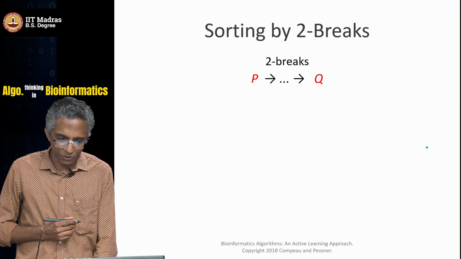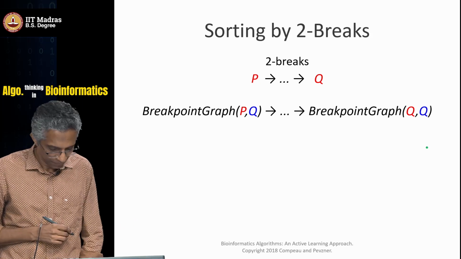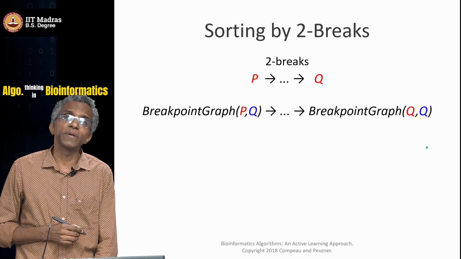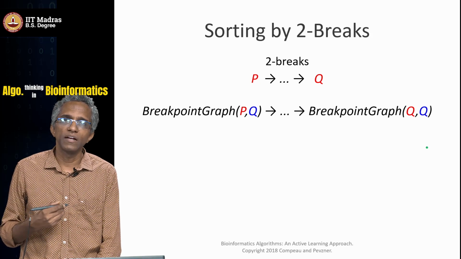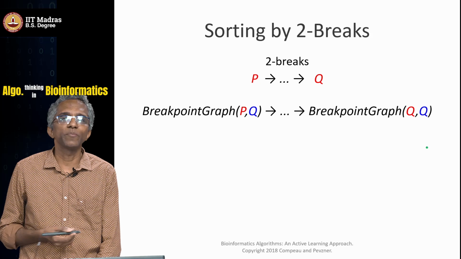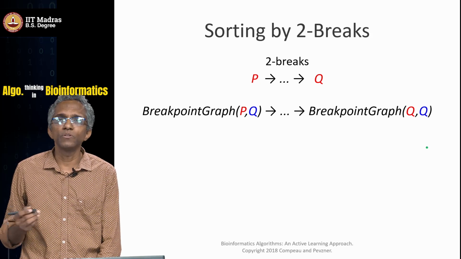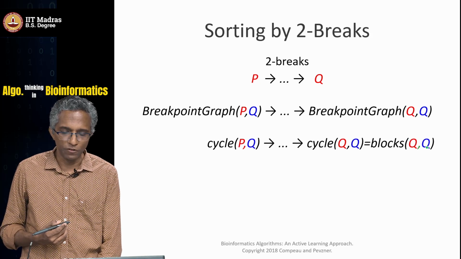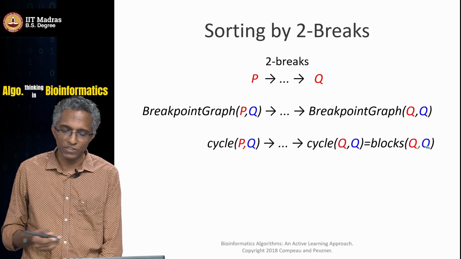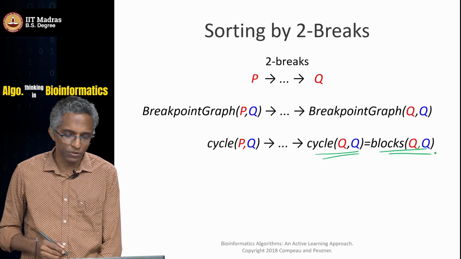So, we have a p and q and a set of 2 breaks. We want to sort p into q using a series of 2 breaks, or in the notion of breakpoint graphs, we want to operate on these, adding and removing red edges in these breakpoint graphs, so that you go from a smaller number of cycles to the maximum number of cycles, which is the number of blocks. So, cycles of p comma q, with a series of 2 break operations which increases, and then you get cycles of q comma q, which is equal to blocks of q comma q.